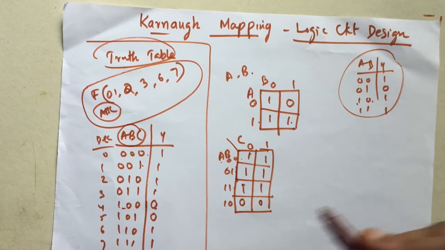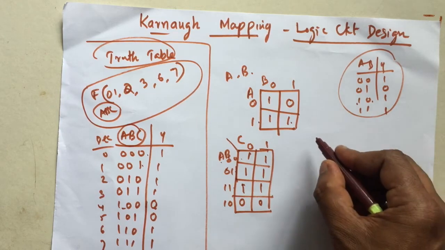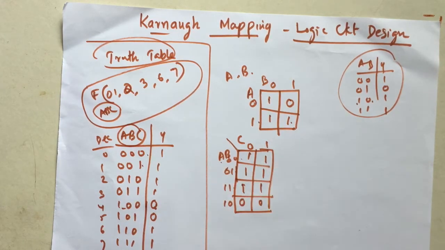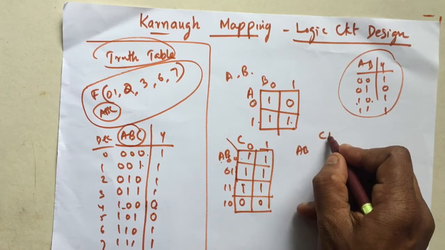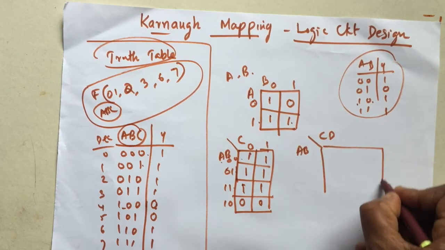Okay. Suppose there are 4 variables, that means A, B, C, D. A, B on one side, C, D on another side.